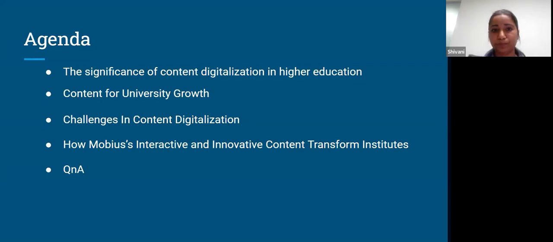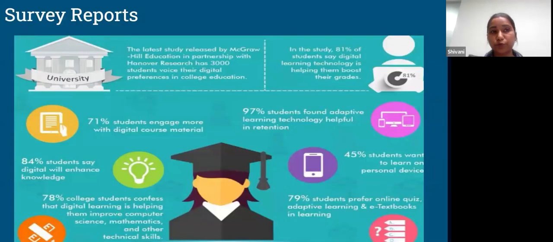then we'll cover those also. So most of you have seen that in today's fast-paced world, every university wants to digitalize their content for so many reasons. Because in a recent survey, it has been calculated that 50% of the students agree that digital experience was a key factor in their learning. Also from the survey reports, you can see that the numbers justify the need for digital content. 71% of the students engage more with digital course material. Even 45% of students want to learn on a personal device. Likewise, 79% of students prefer online quizzes, adaptive learning, and e-textbooks in learning.